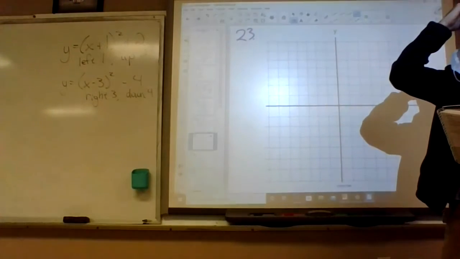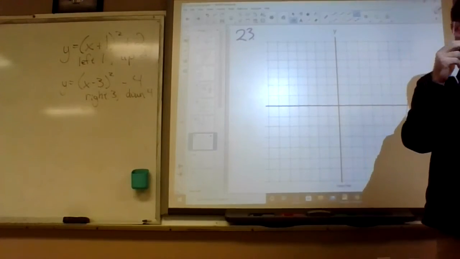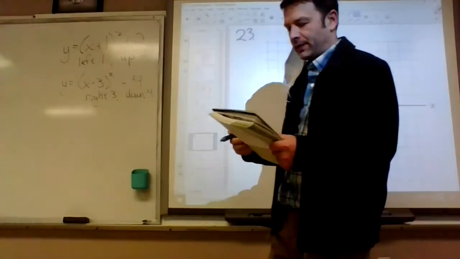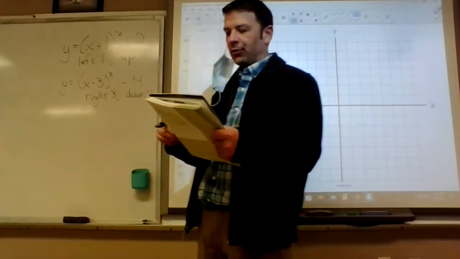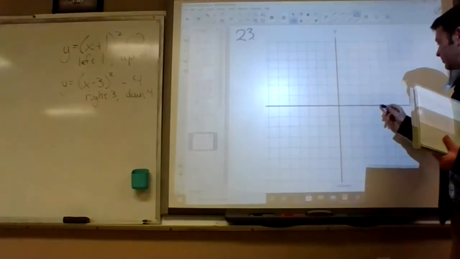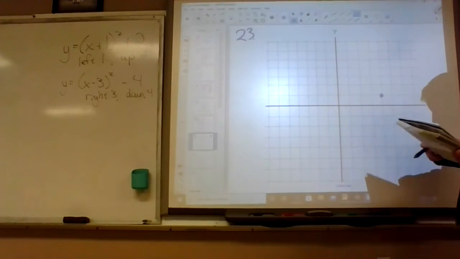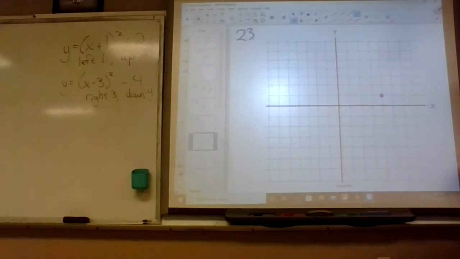So 23 is another x squared function, so it's gonna have a parabola. Right 4 and up 1. There's the vertex. It's gonna be going up from there, so I think we'll be alright.